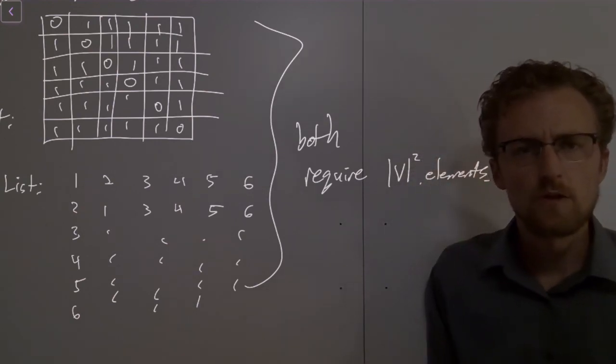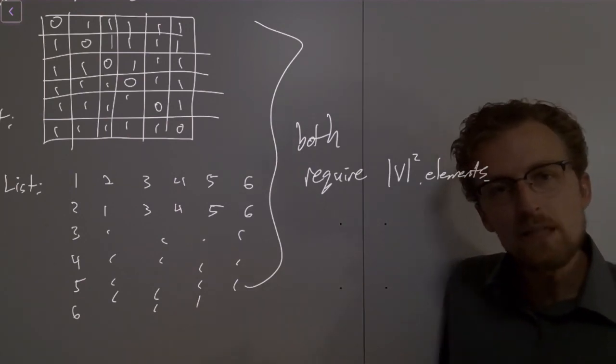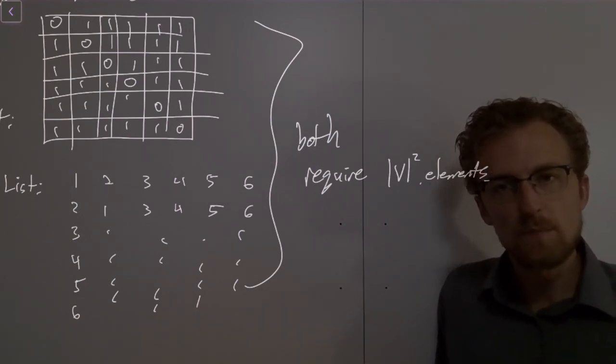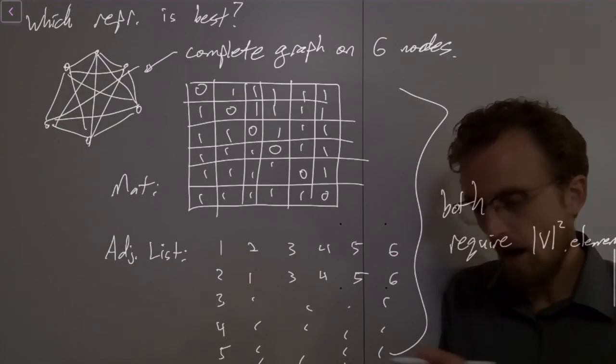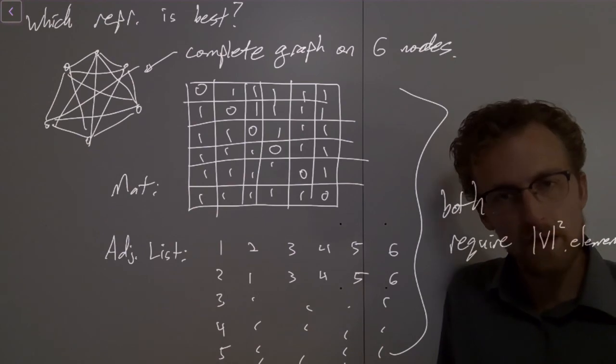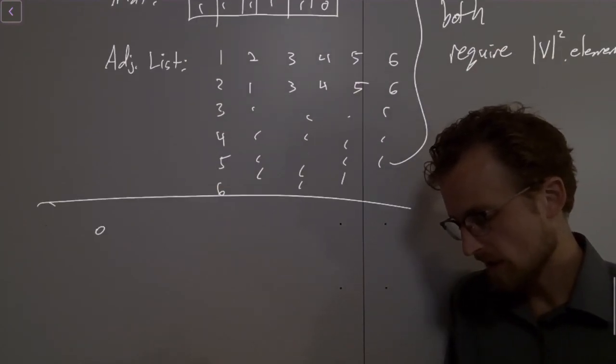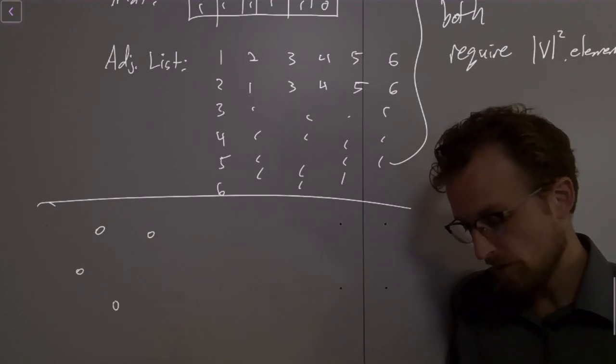Okay, so there's no obvious reason to use one over the other, at least from a space requirement standpoint, when the graph is complete. So now, what if I had a graph that was not complete? What if I had a graph that looked like this? This is a kind of graph, and it'll have the same number of nodes.